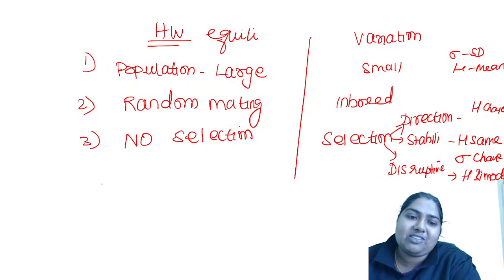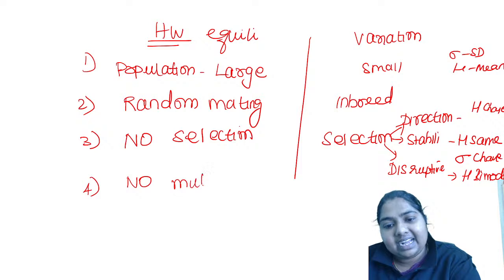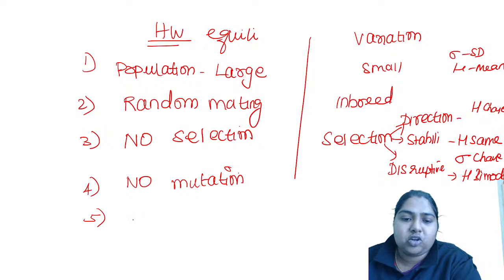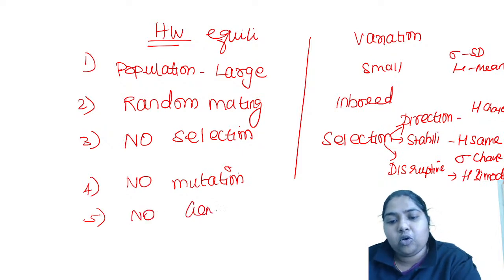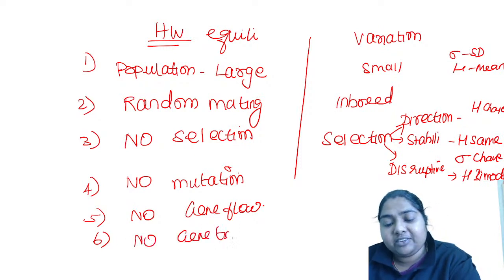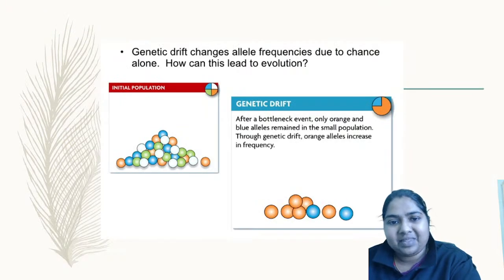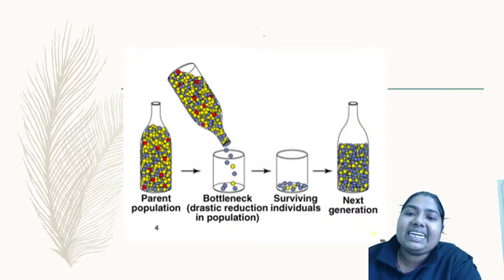But no selection, as far as Hardy-Weinberg equilibrium is considered. And we don't encourage any kind of mutation also. The fifth one is that there should not be any gene flow. And the final one, there should not be any genetic drift. So these are the conditions for Hardy-Weinberg equilibrium.